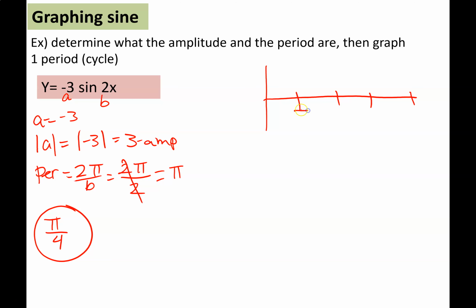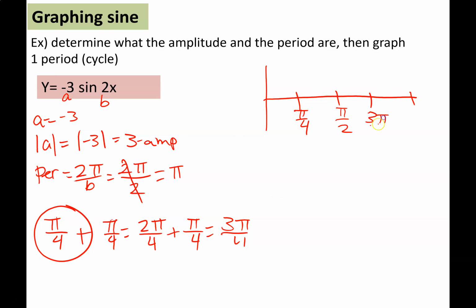So for the first one, this will be pi over 4. To get the next one, you're going to add another pi over 4. So this is going to be 2 pi over 4, which simplifies to pi over 2. Add another pi over 4. This is going to be 3 pi over 4. You can't simplify there. And then we're going to add another pi over 4, which is 4 pi over 4. That simplifies to just pi, okay? And we're going to actually graph it on the next one.